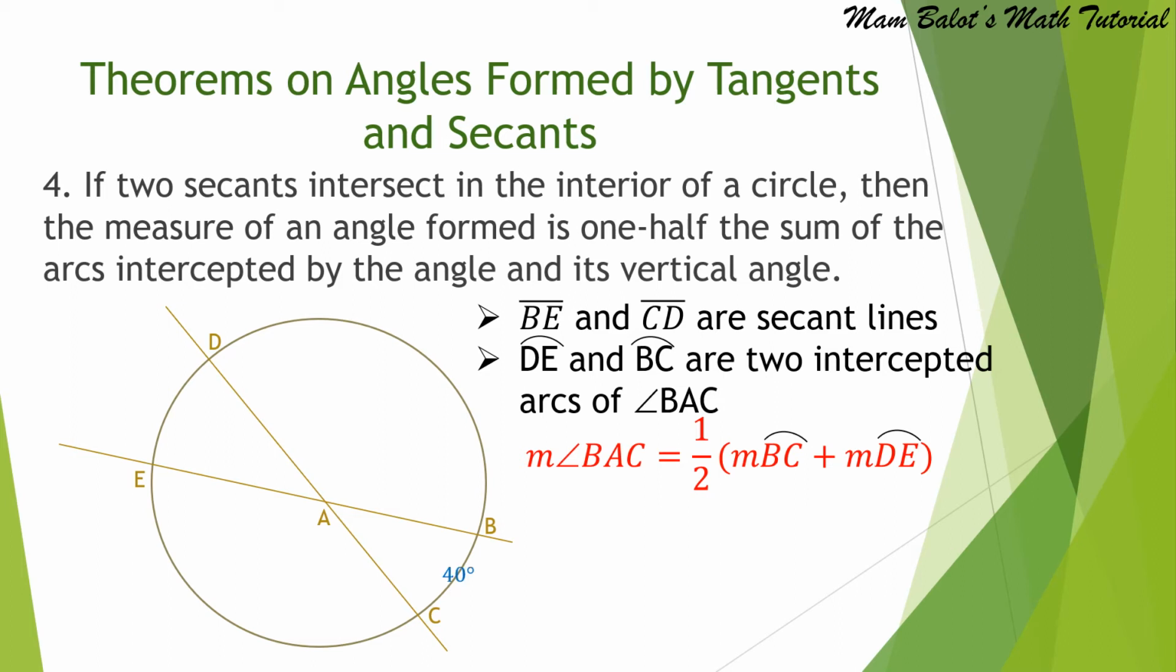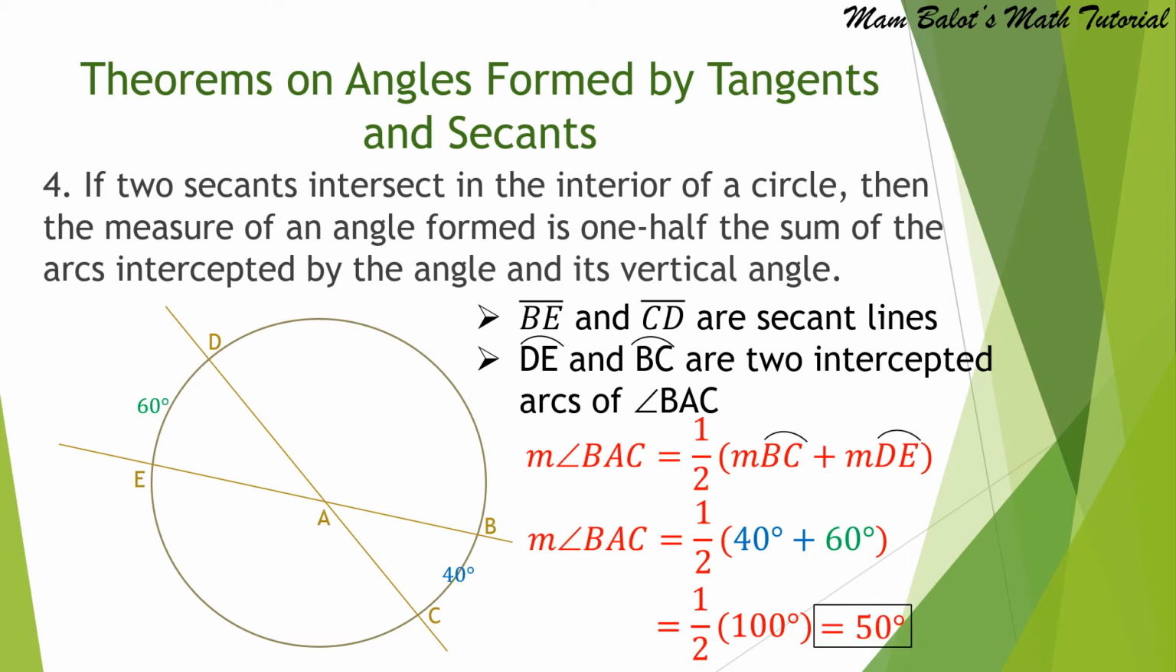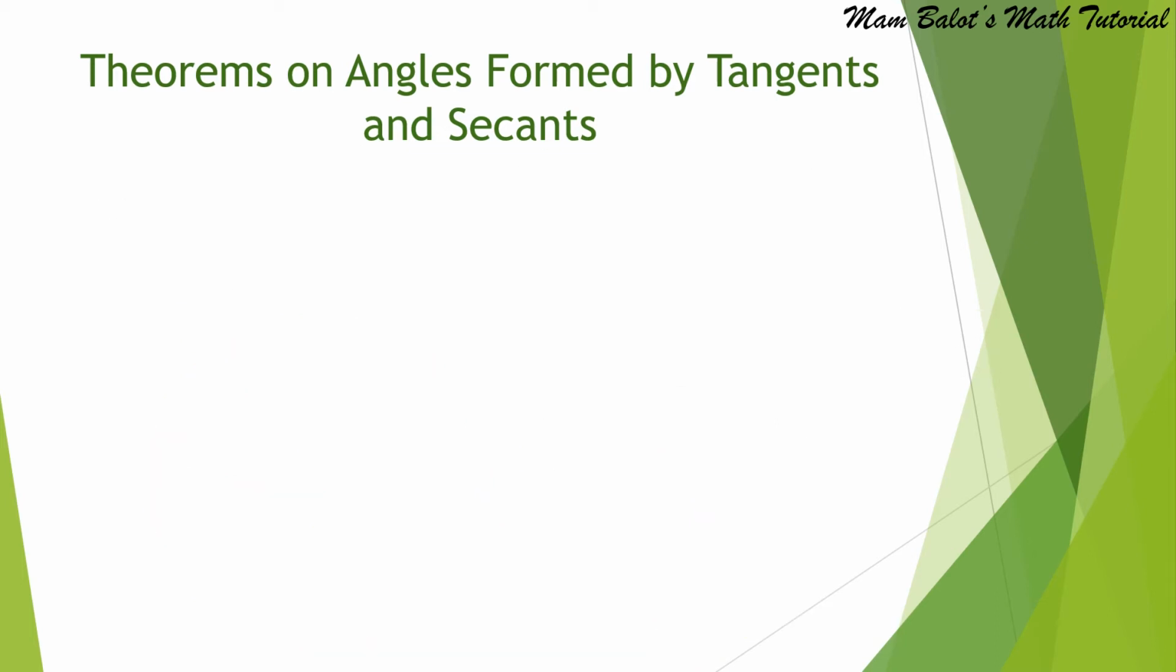So if arc BC measures 40 degrees and arc DE measures 60 degrees, then the measure of angle BAC can be computed as 1/2 times 40 degrees plus 60 degrees. So adding the angles, we have 100 degrees. And 1/2 of 100 is equal to 50 degrees. So the measure of angle BAC is equal to 50 degrees.